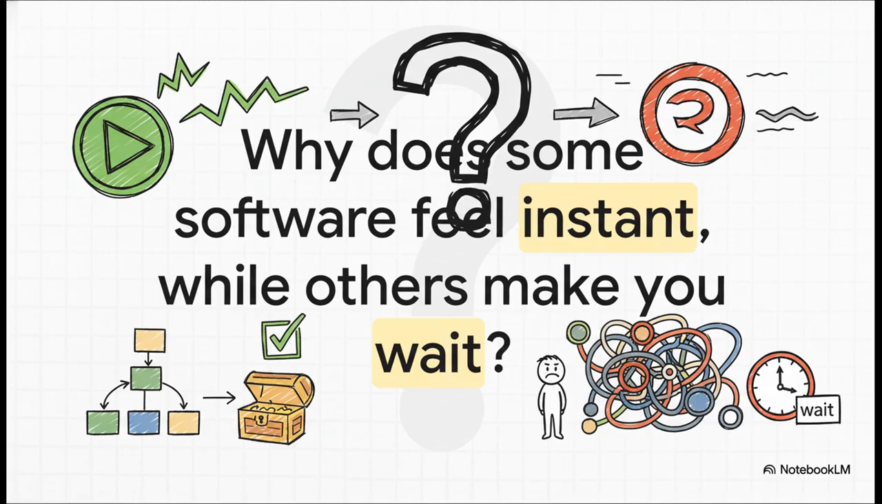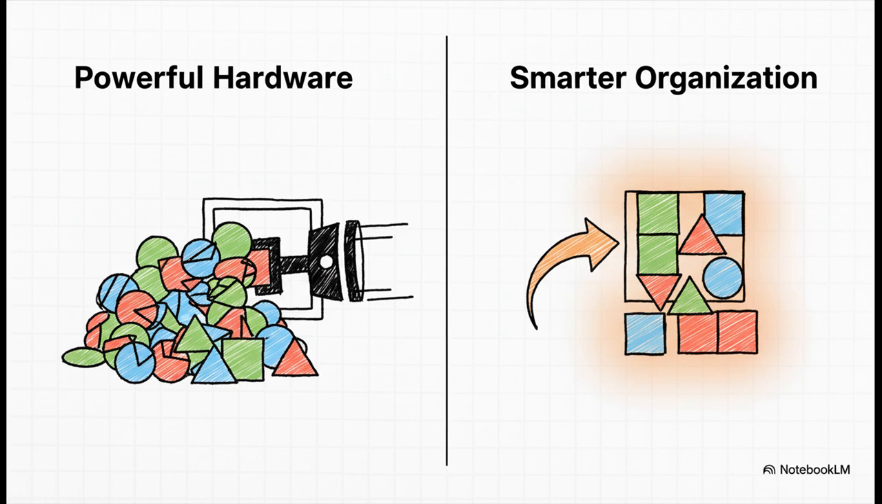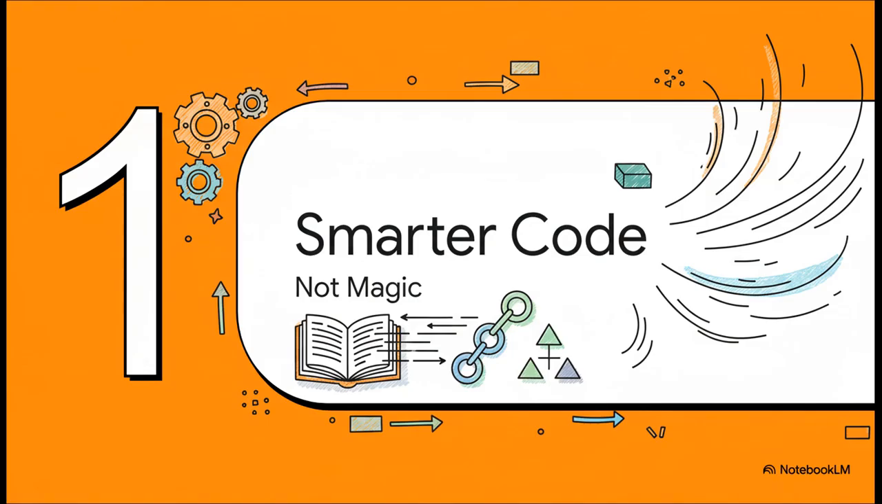Not really. See, the real secret isn't about brute force or raw power. It's about being clever. It's all about how information is organized and used behind the scenes. The fastest, smoothest software is always built on a foundation of really elegant, efficient code. So yeah, this isn't some kind of dark art, that speed, that seamless feeling.